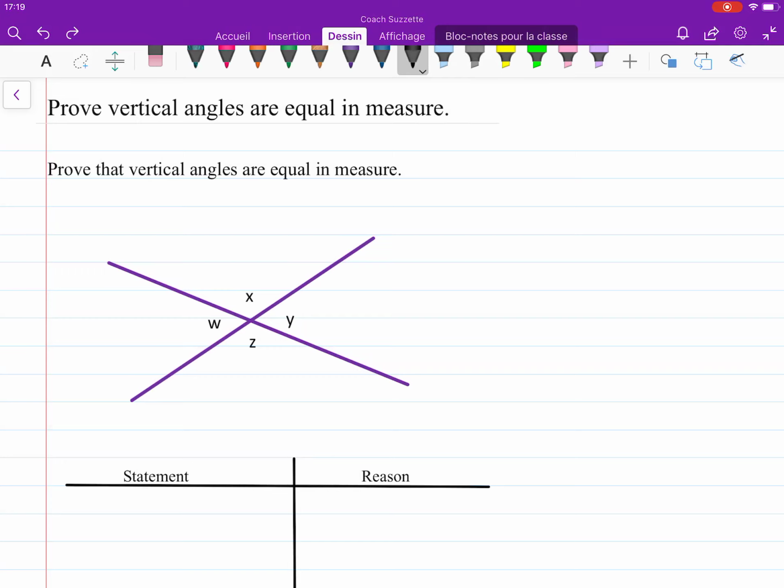Hello and welcome back. Let's do a proof. Let's prove that vertical angles are equal in measure.